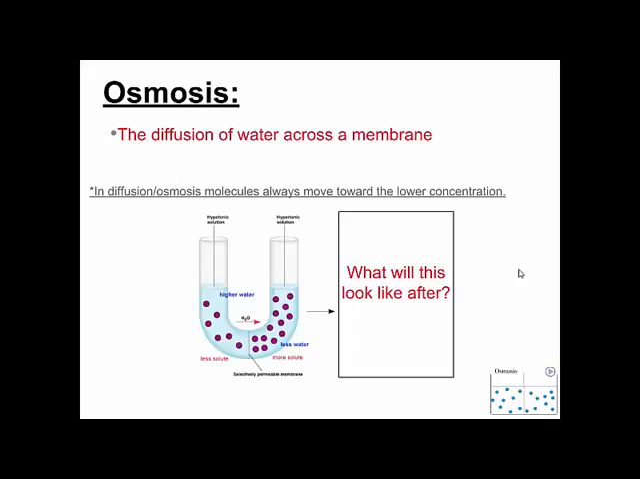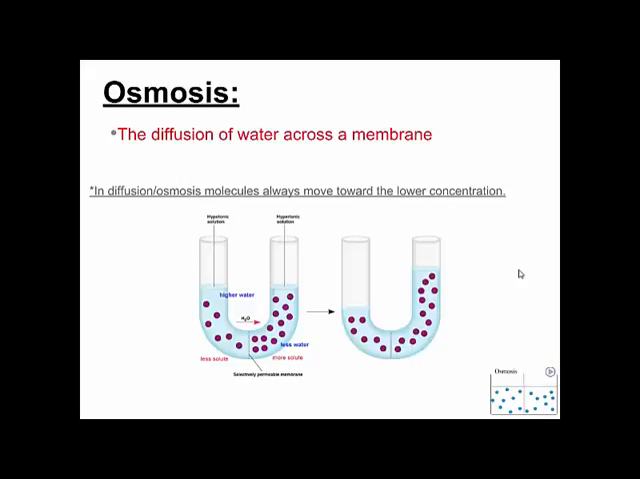The water from the left side will go on the right side, and the salt would stay. Yeah, the salt stays, but the water levels would change. Because water is going to move to the right due to osmosis, the water level on the right would increase, and the water level on the left would decrease. Okay. This is an example of osmosis. Water's moving from a higher concentration to a lower concentration.